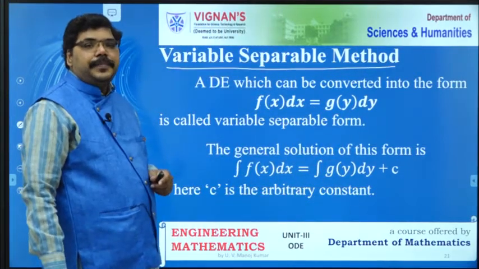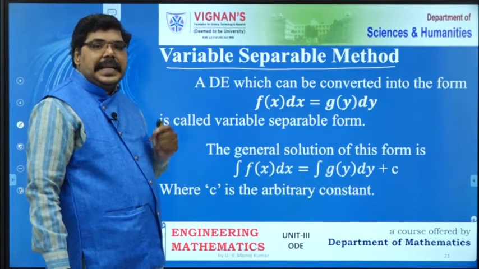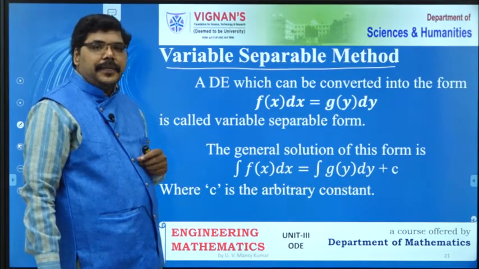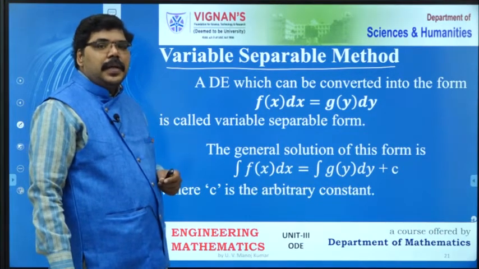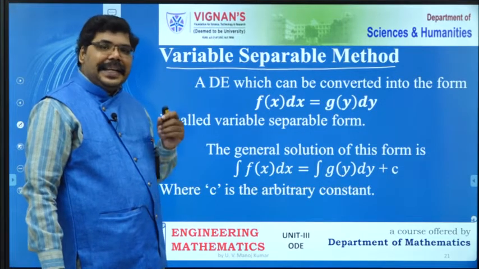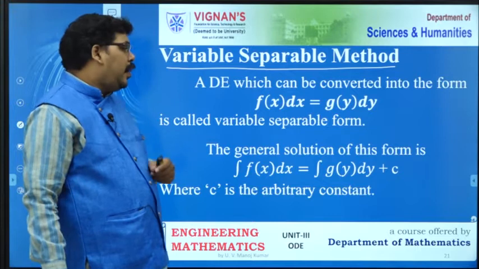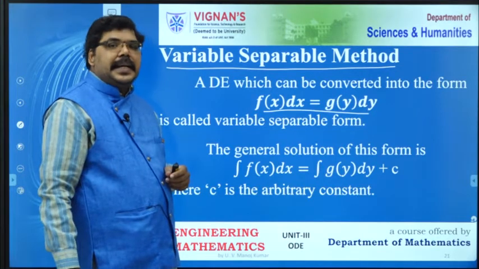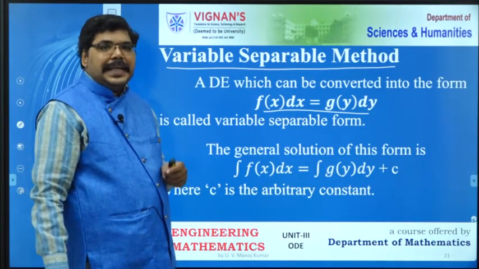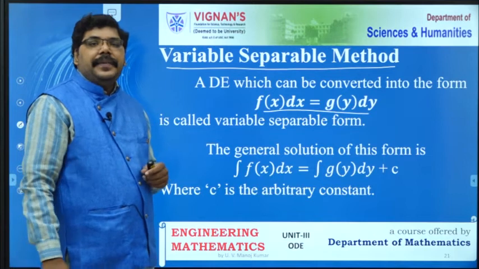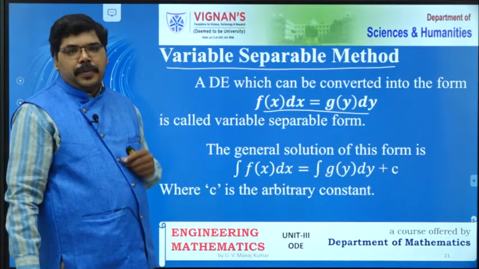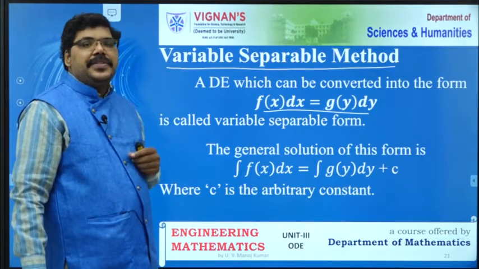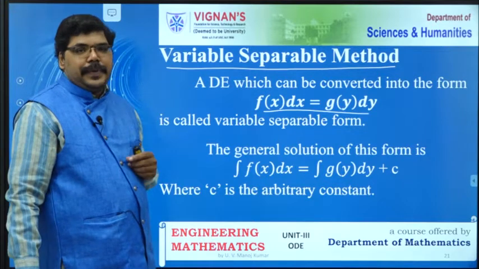When do we say that a differential equation is in variables separable form, and how will we solve it? Suppose you are able to write the given differential equation in the form f of x into dx equals g of y into dy, then we say that the differential equation is in variables separable form. So what are the variables here? In our first order, first degree differential equation, the variables are x and y.